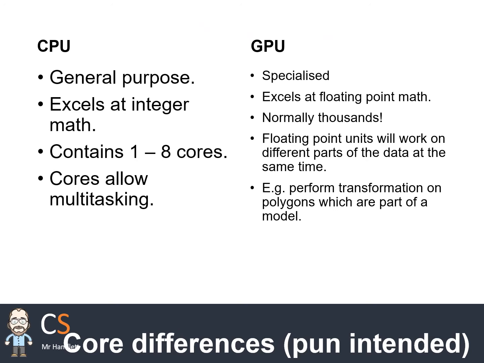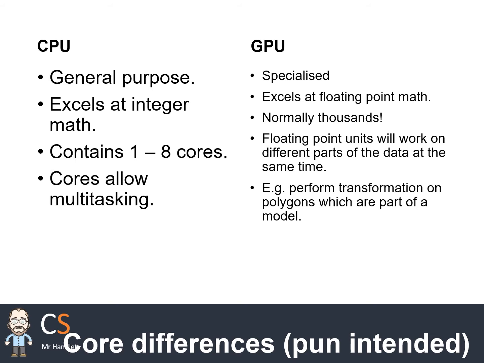So the key differences that you need to be aware of: a CPU is a general purpose processor. What do you mean by that? Well, it can be used for anything you can think of. You can play a game, you can write Word documents using it. It's designed to run any application under the sun. GPUs, on the other hand, are very, very specialized. They're not designed to run any old application. They are very much focused on high-end floating point number crunching.